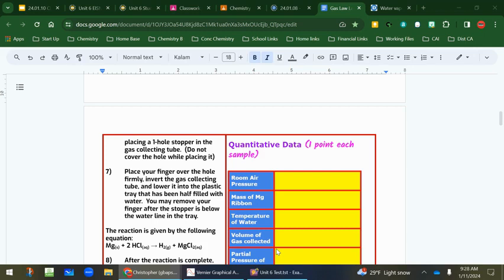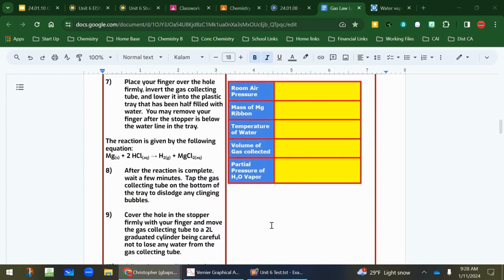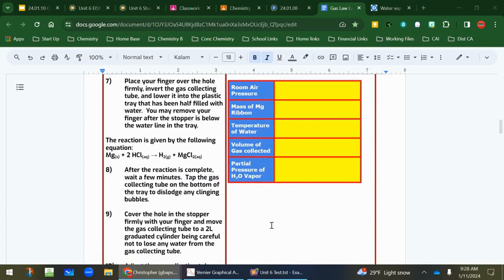After the reaction is complete, ladies and gentlemen, wait a few minutes. Tap the glass collecting tube on the bottom of the tray. Why? Because if there are any bubbles clinging to the side, we tap it on the bottom so those bubbles get up where we can collect them.